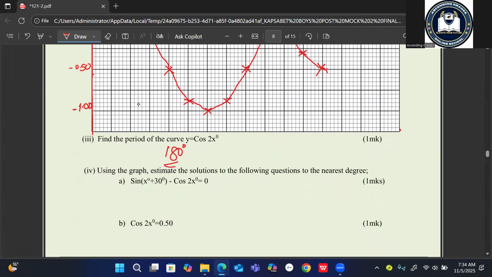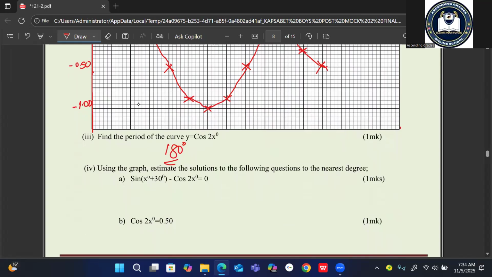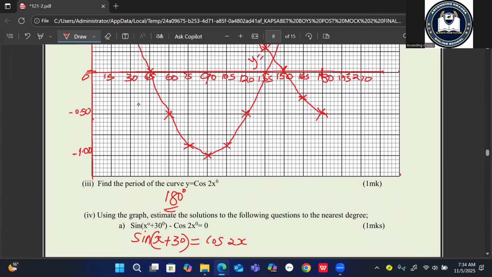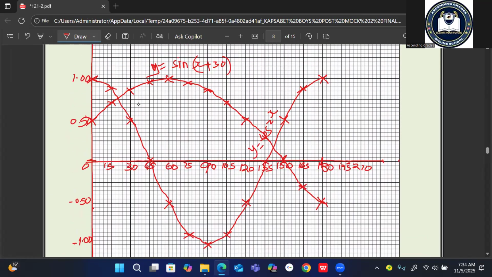So the next one, Roman 4, using the graph, estimate the solutions to the following equations to the nearest degree. Sine x plus 30 minus cos 2x is equal to 0. So this one means that sine x plus 30 should be equal to cos 2x. And we go to the graph and look where the two functions are equal, sine x plus 30 and cos 2x. So where are they equal?